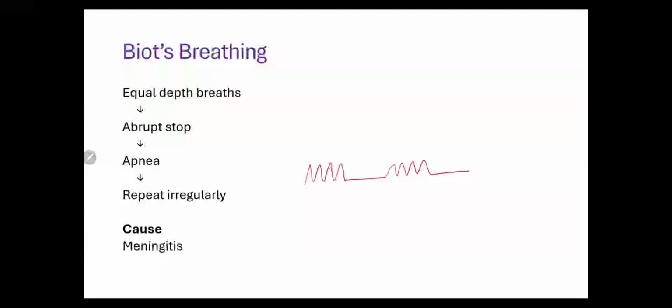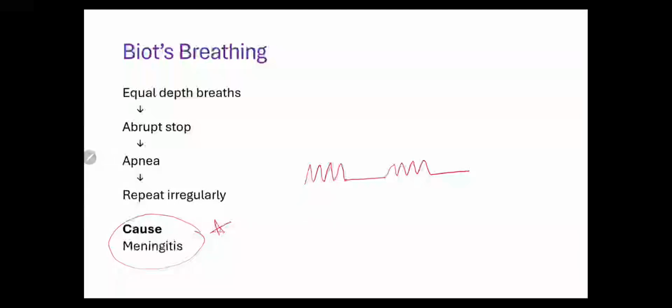This pattern points directly to neurological dysfunction, specifically lesions in the pons or medulla that disrupt the automated respiratory centers. If you see Biot's respiration at the bedside, your top clinical suspicion should be meningitis or severe encephalitis.